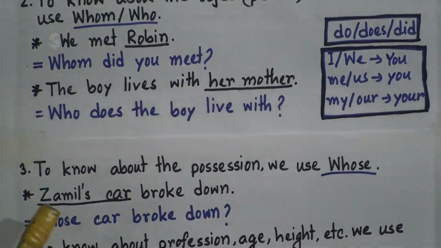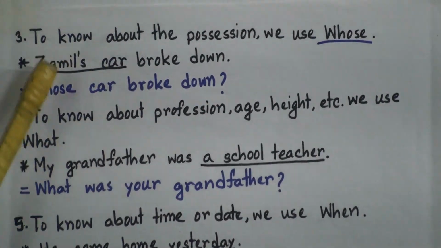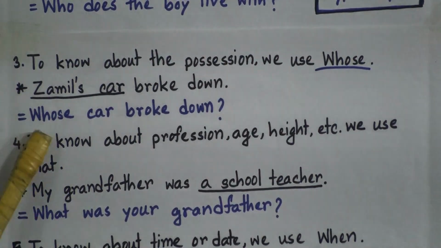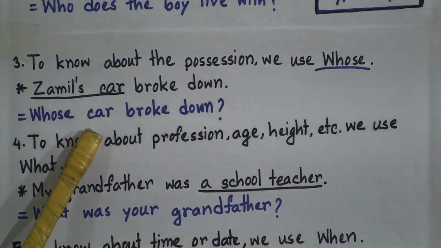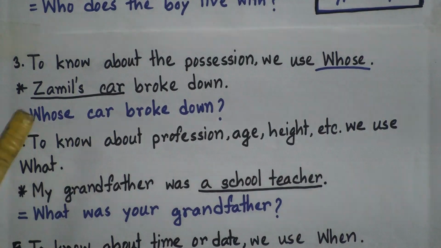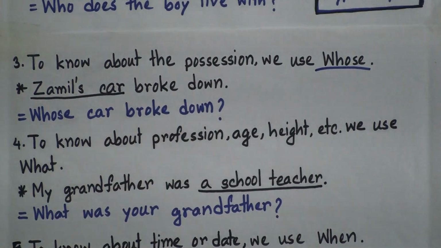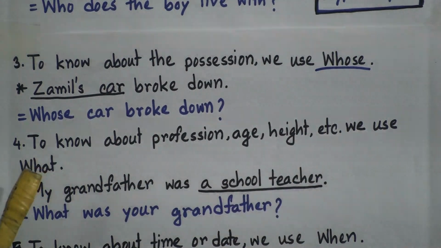whose. Now look, Jamil's car broke down. So the car belongs to Jamil. So if you want to make the WH question, it will be whose car broke down. So you don't need to change here, you don't need to add do, does, did. So we will just write whose car broke down. Now number 4, to know about profession, age, height, etc., we use what.